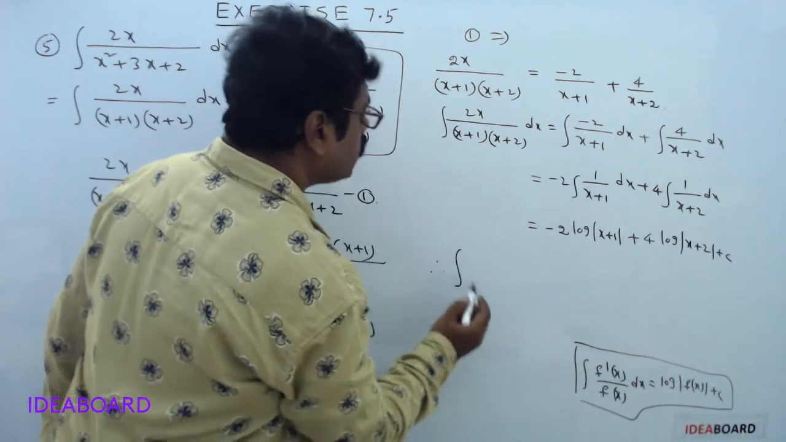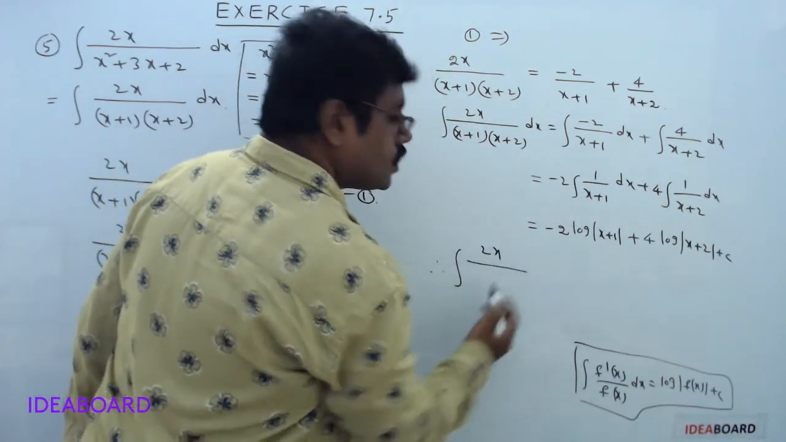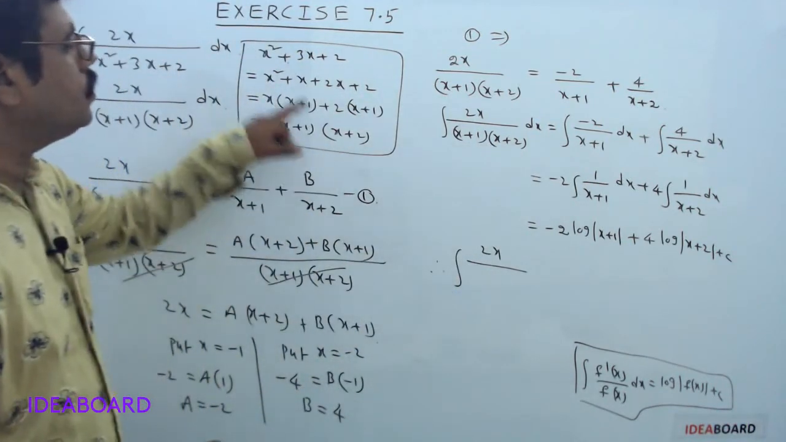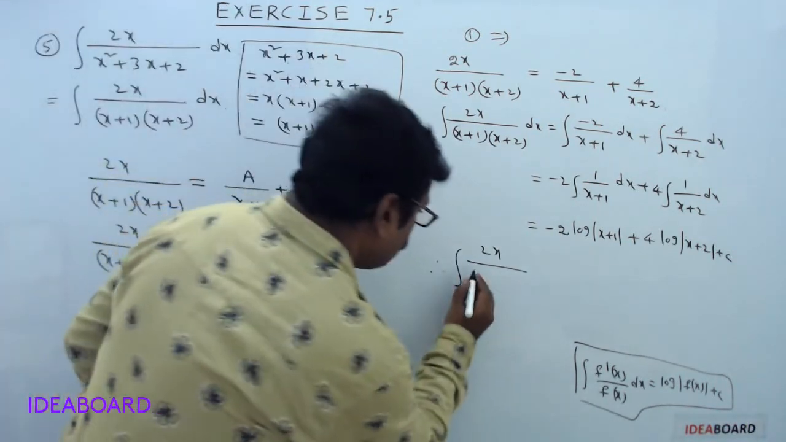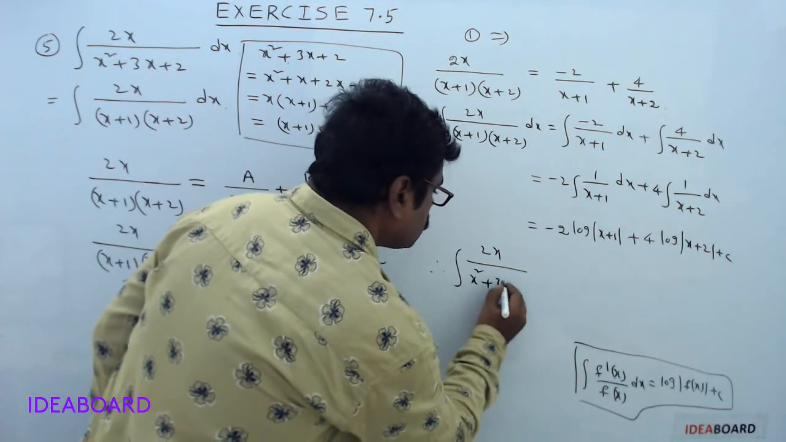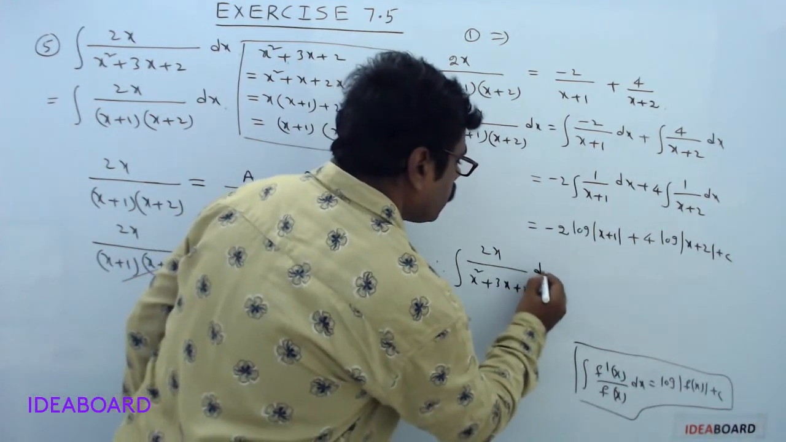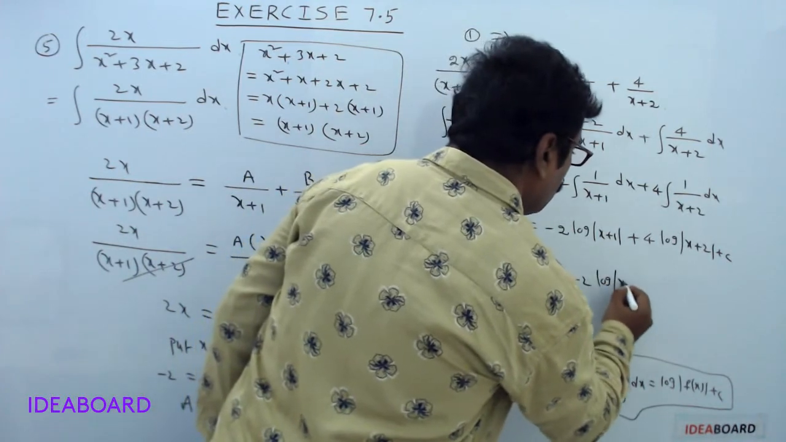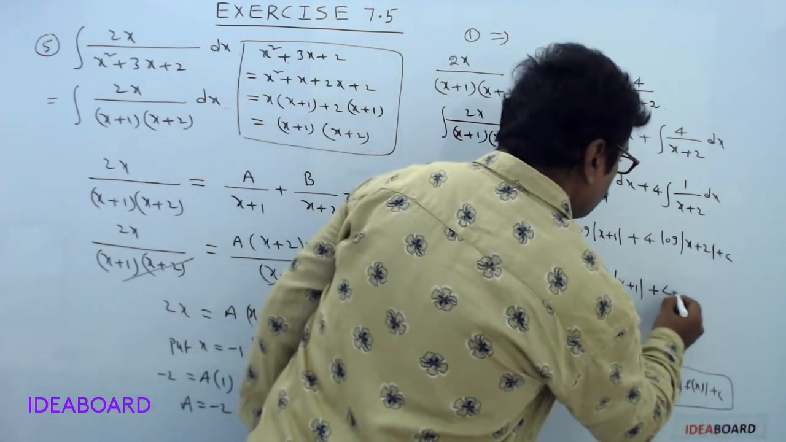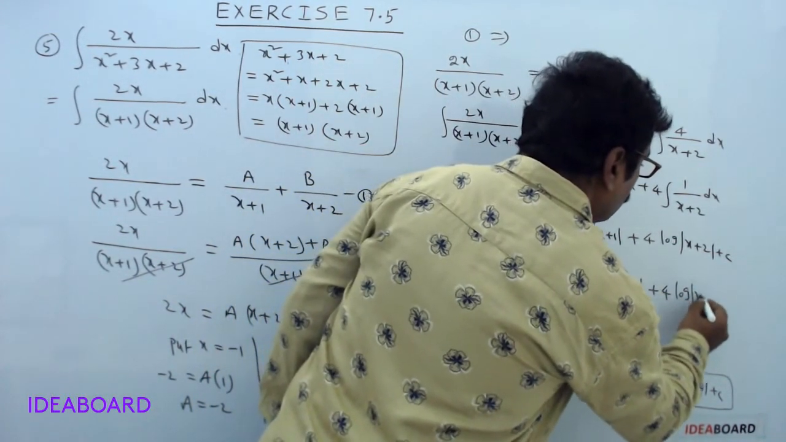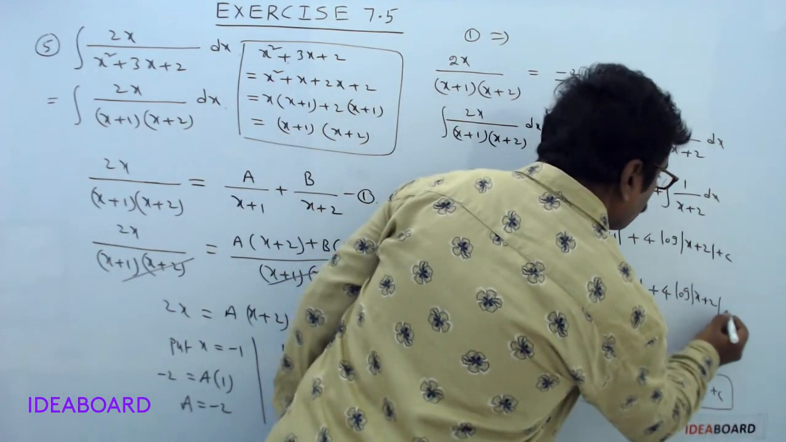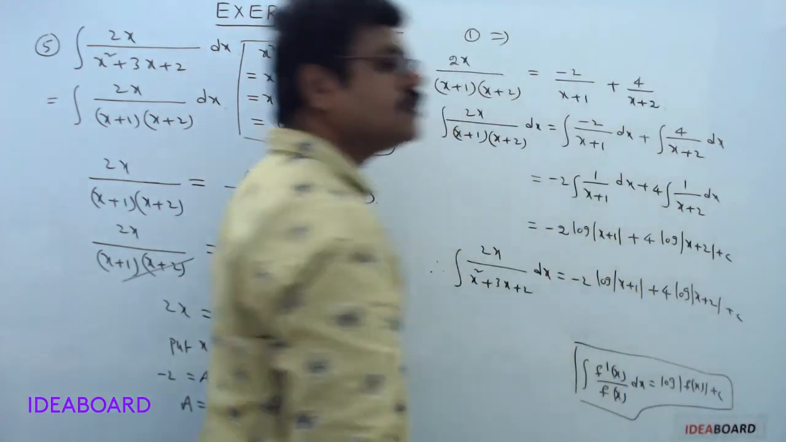So therefore integral 2x divided by (x plus 1)(x plus 2), you can write as the expression x square plus 3x plus 2 dx, equal to minus 2 into log mod x plus 1 plus 4 into log mod x plus 2 plus a constant term c.